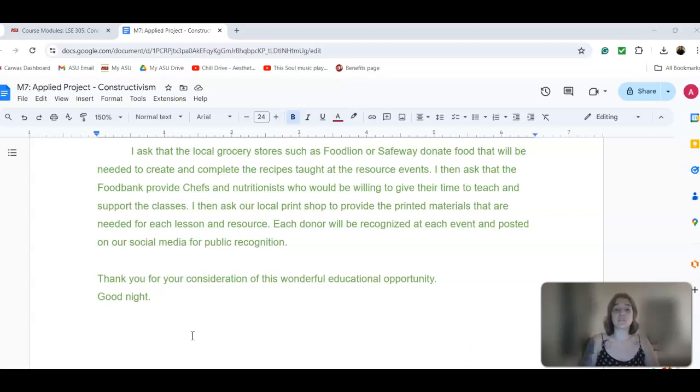I ask that the local grocery stores such as Food Lion and Safeway donate food that will be needed to create and complete the recipes taught at the resource events. I then ask that the food bank provides chefs and nutritionists who would be willing to give their time to teach and support these classes. I then ask our local print shop to provide the printed materials that are needed for each lesson and resource. Each donor will be recognized at each event and posted on our social media for public recognition.